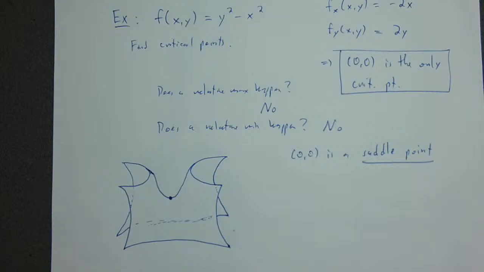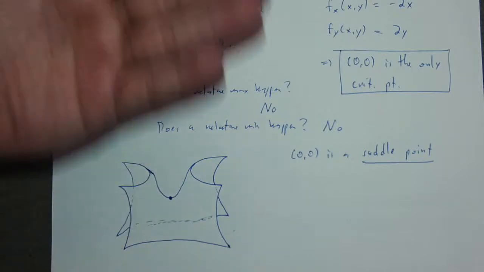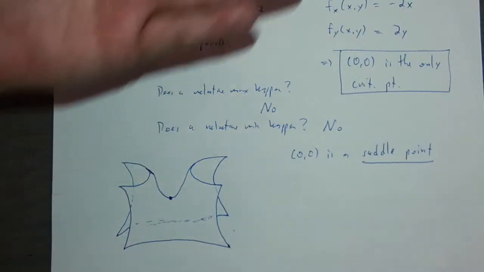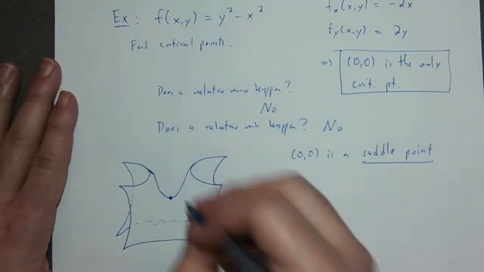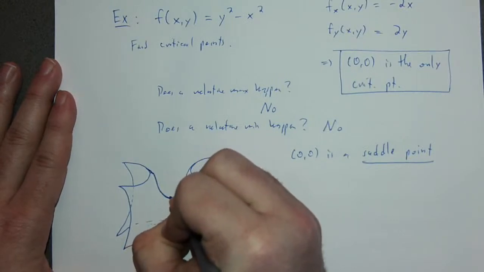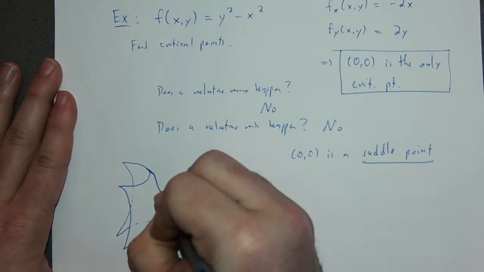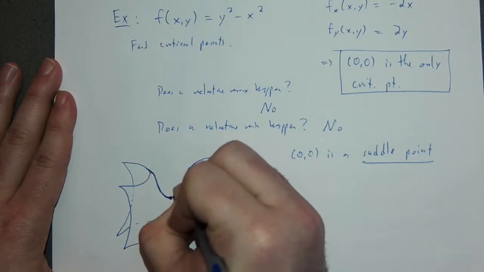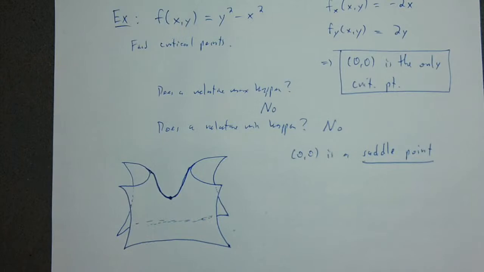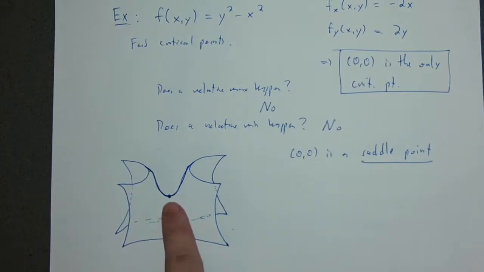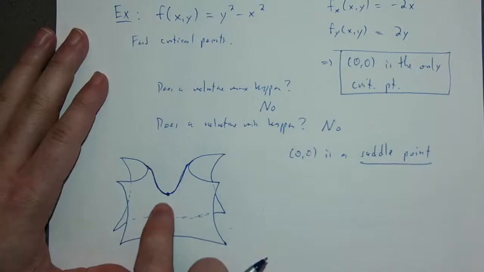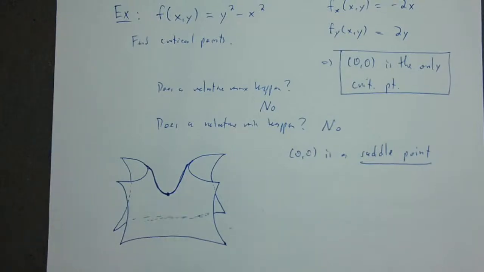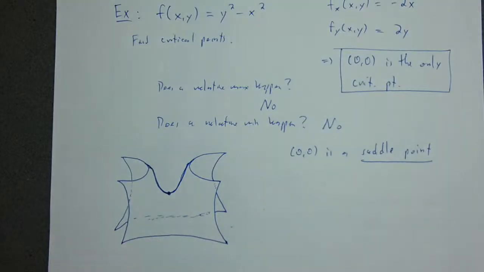How? The idea is, and again, we're going to go back to when we did this with cross sections. If I look at cross sections of this thing, that is, I view planes cutting this thing like this, what do I get? I get this parabola, right? Is my cross section here. And 0, 0 is the apex. It's at the bottom of this parabola. So in that direction, what is this point? Well, it's a relative min. So looking at it from this direction, it looks like a relative min happens here.